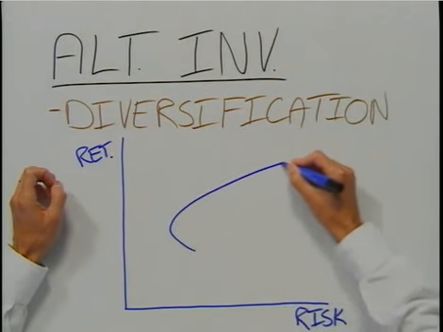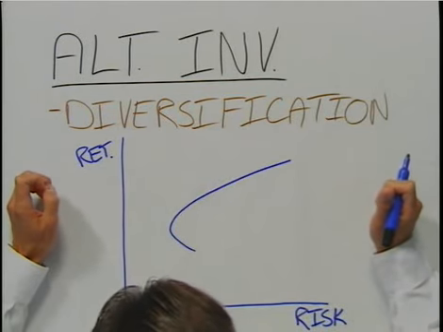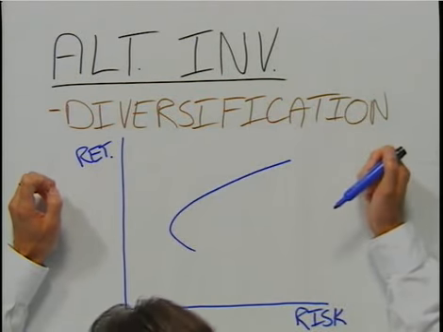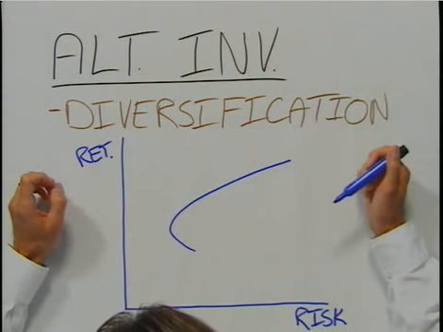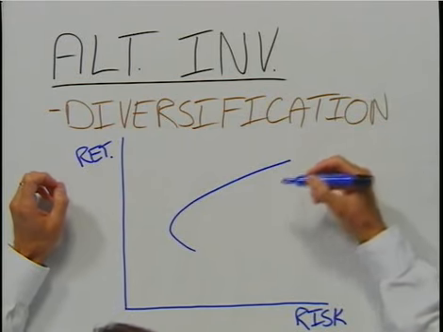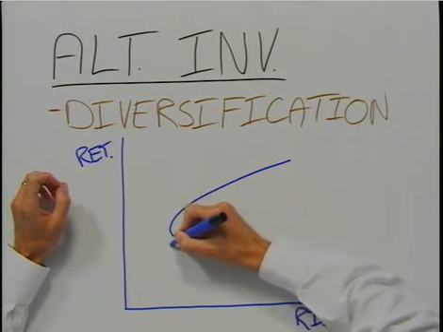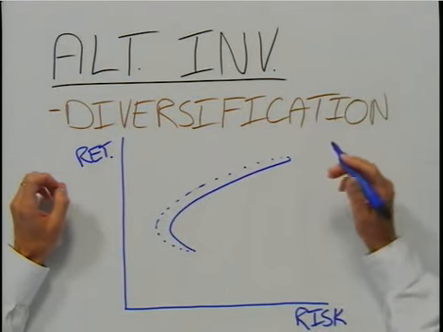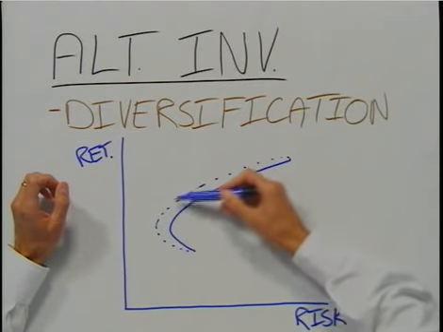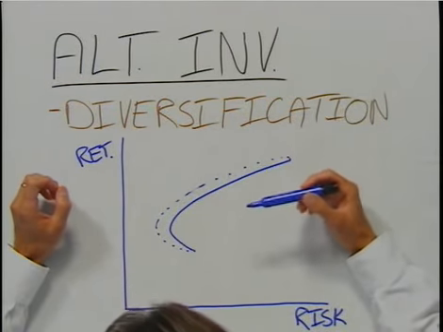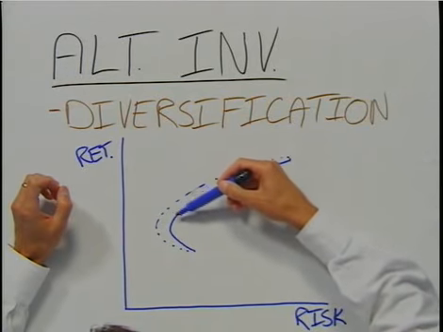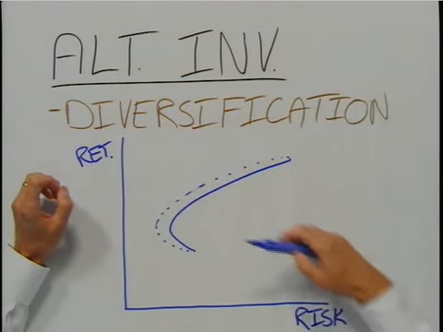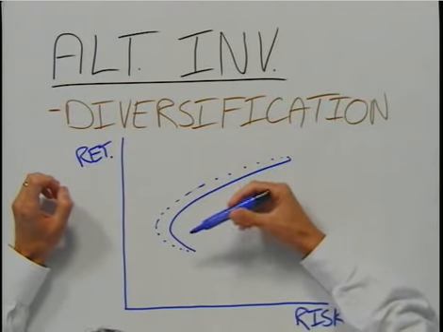if this is a portfolio and it's an efficient portfolio of stocks and bonds, and this is the risk-return line that's constructed from the efficient portfolio, by diversifying into alternative investments, the hope is that we can actually move this efficient frontier upward and to the left. Now, why this is important, this upward and left movement, is because by moving this line over to the left and upward, we can see that the return for given levels of risk improves.